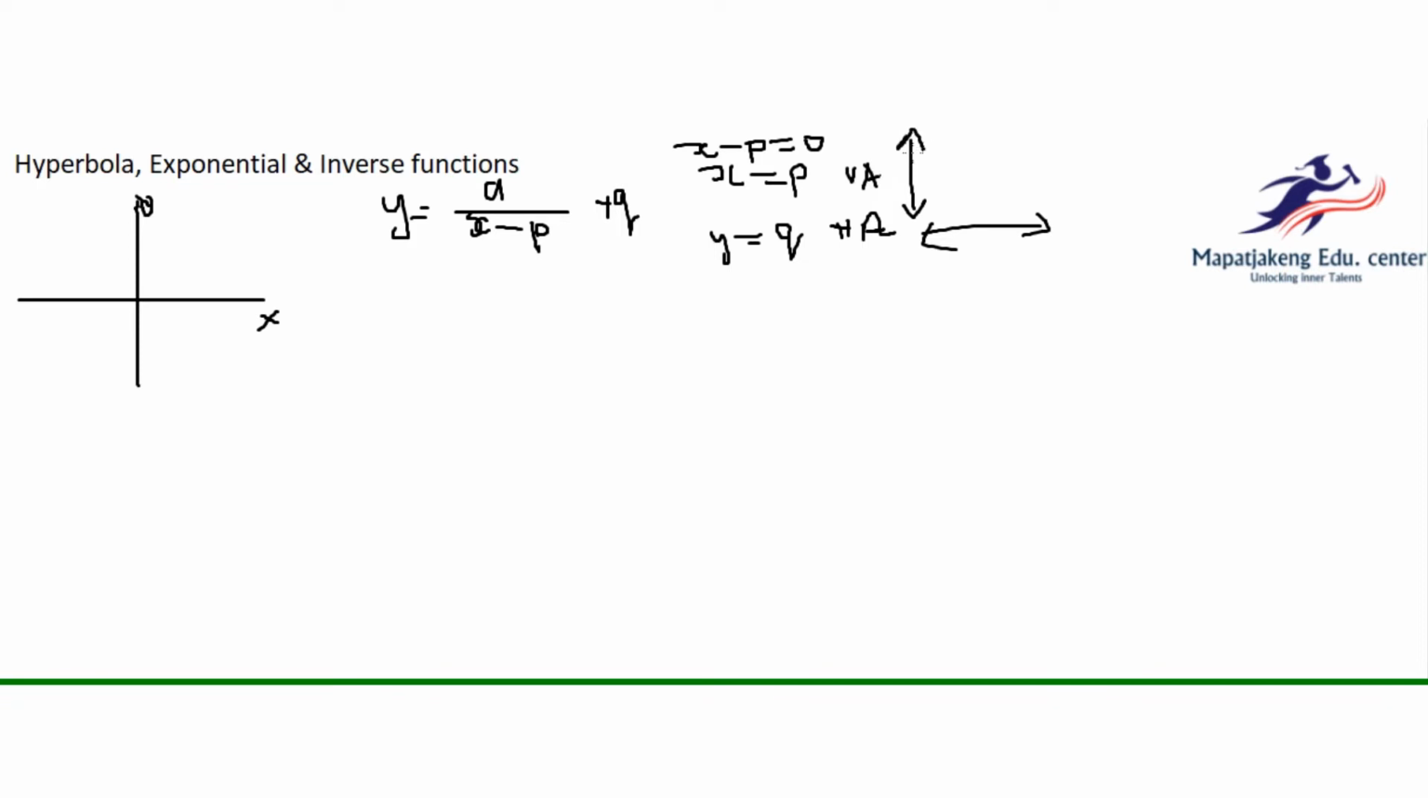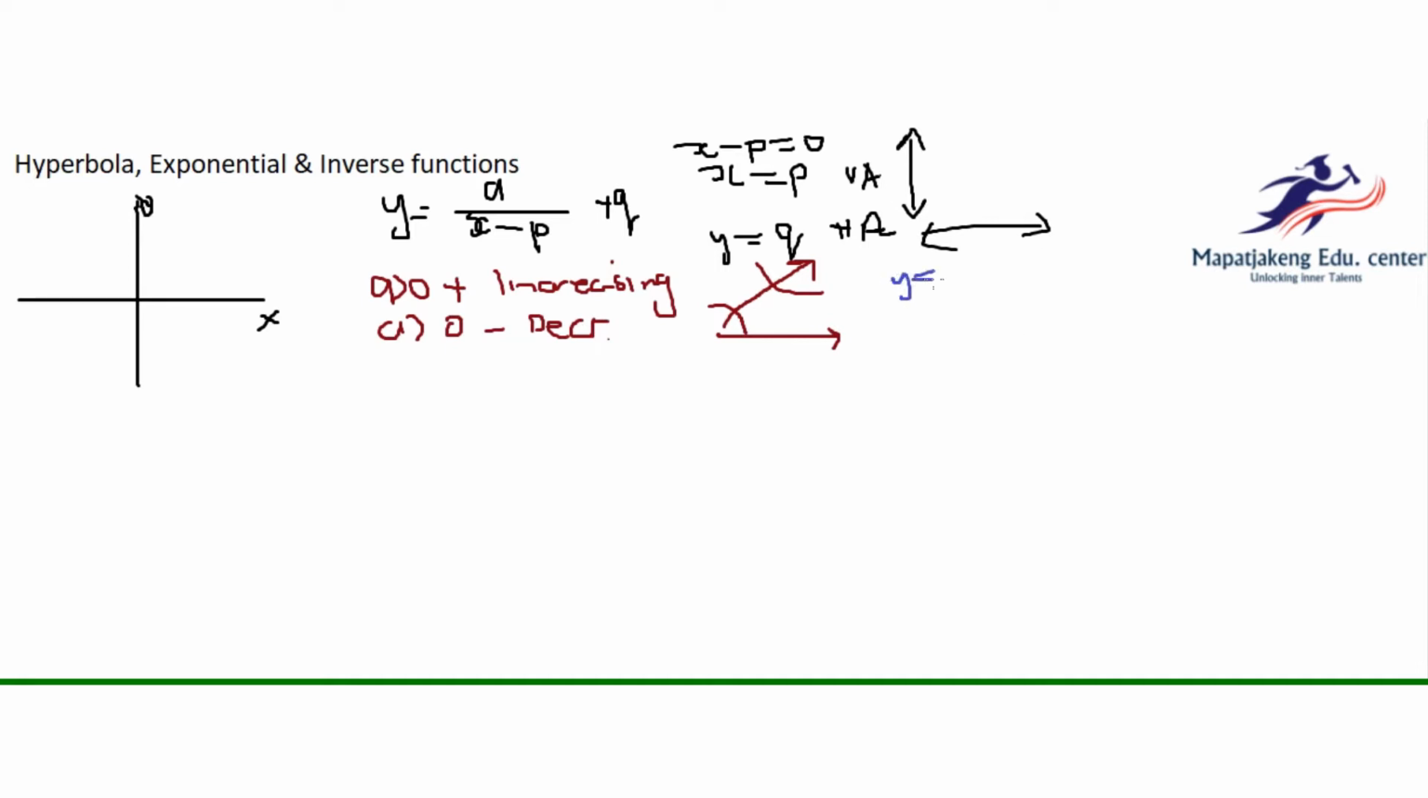What else needs to be explained is our a. If a is greater than 0, meaning it's positive, your hyperbola is increasing. As we read from left to right, it will increase, going up in that fashion. I'll explain in detail. When a is less than 0, meaning it's negative, it's decreasing. So let's quickly draw a hyperbola.